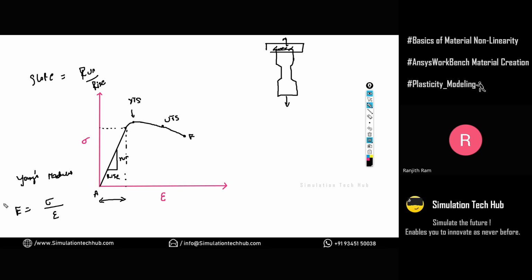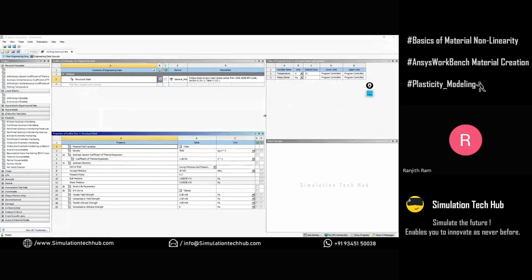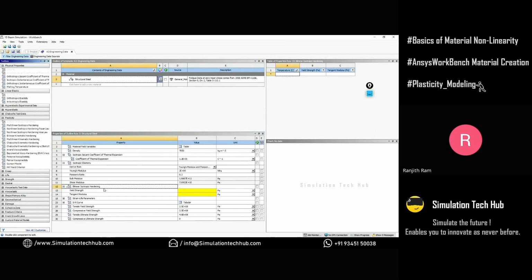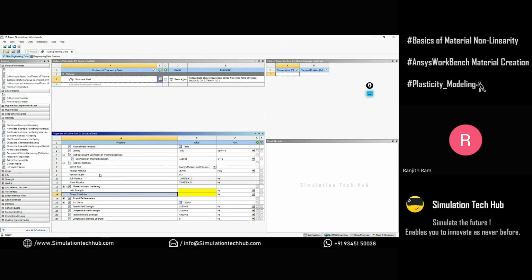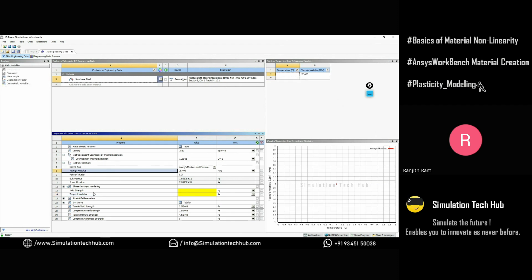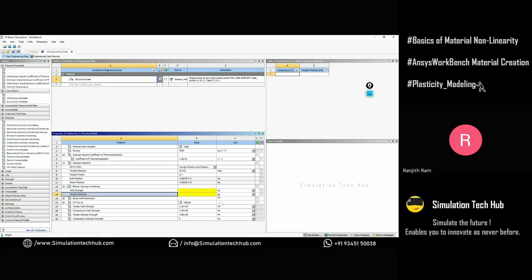So this is the relation between the Young's modulus and stress and strain. It's nothing but the slope of this particular line. Why I'm remembering these things is that there is a term called Young's modulus, but the moment I added bilinear isotropic hardening, it is asking for two different things: one is the yield strength, and another one is the tangent modulus. So unless you understand what exactly the Young's modulus means, you can't calculate the tangent modulus.